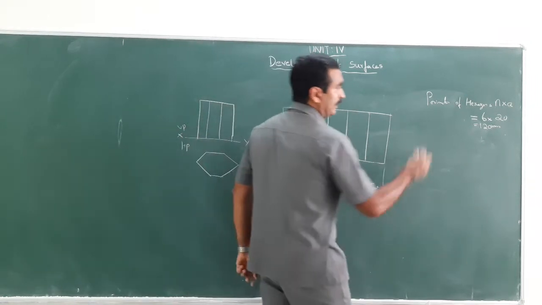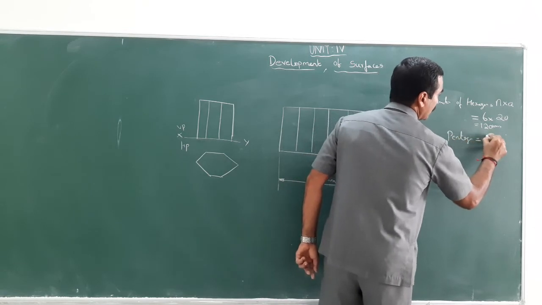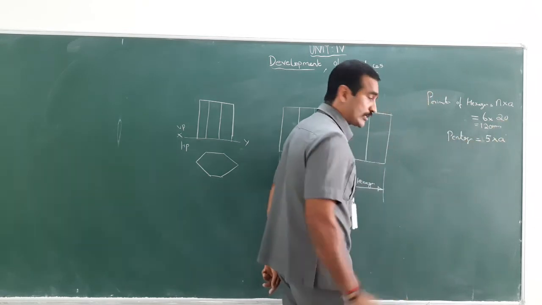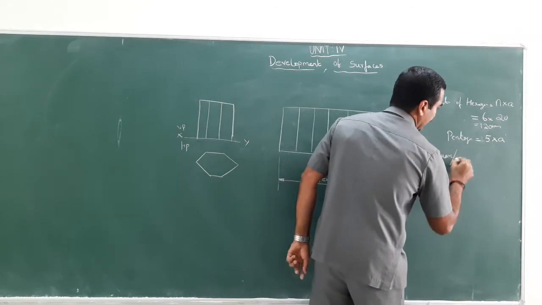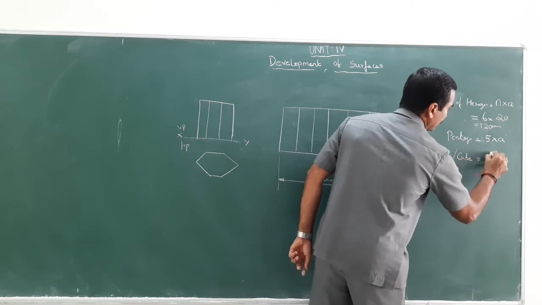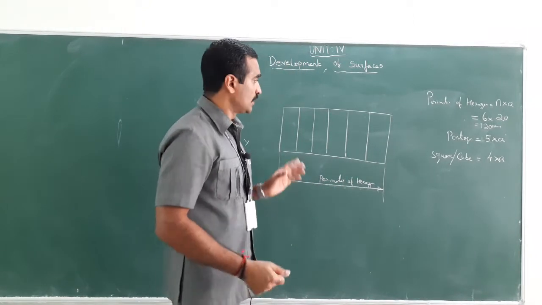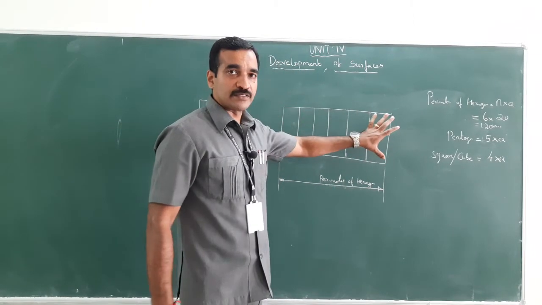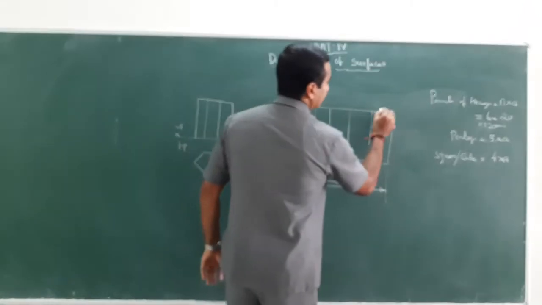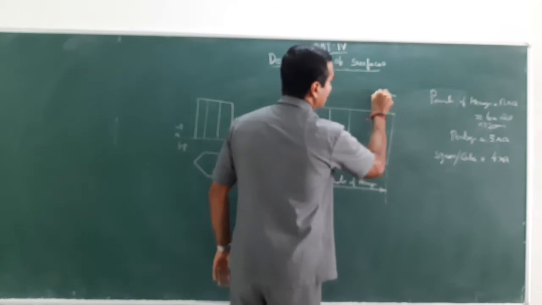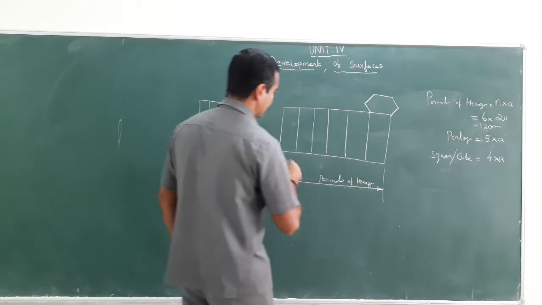Suppose it is a pentagonal prism. For a pentagon, it could be 5 into a. For a square or the cube, it could be 4 into a, because the number of sides is 4, isn't it? So this is the lateral surfaces. When the top and bottom faces are there, then it would come in this manner. It could be in this manner.